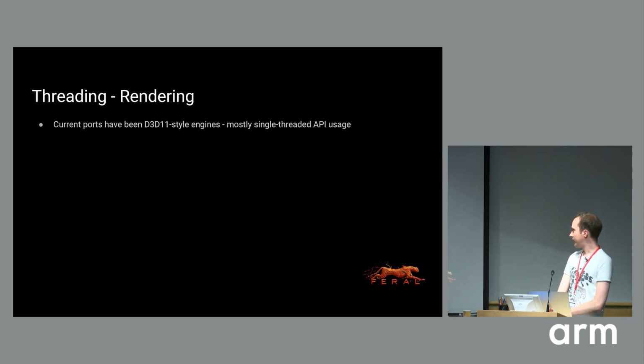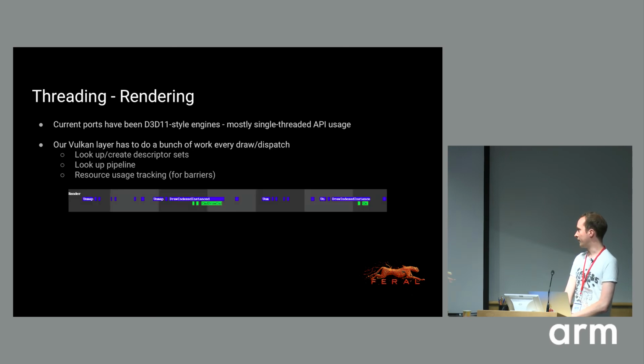So the final thing to talk about is how we're threading things during our rendering. As I said before, current ports have been D3D11 style engines, so their graphics API usage is mostly off a single thread. Internally in our Vulkan layer, we have to do a bunch of work every draw or dispatch. As I said, look up or create a descriptor set, find a pipeline to use, and we also have this resource usage tracking, because we automatically track resource usage and use that to automatically add barriers.